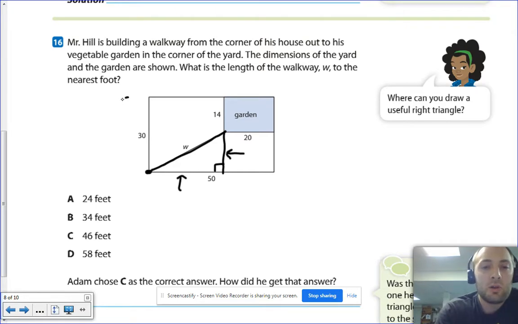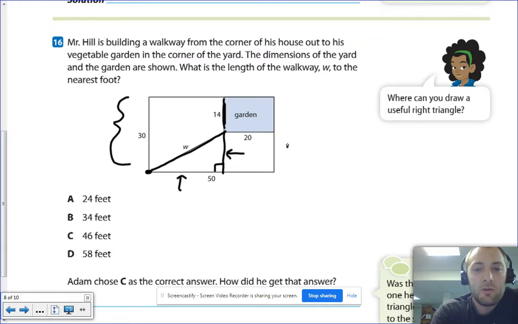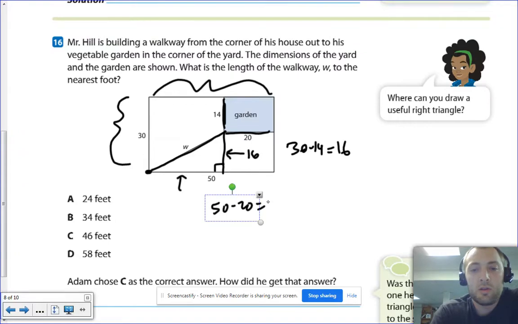If we know this whole yard is 30 feet deep, and I know this part was 14, 30 minus 14 equals 16. That means this is a 16 right there. Same idea here. We know this whole width of the yard is 50 because it says it on the bottom. And we knew this part was 20. So 50 minus 20 gets me 30. So I've got a 30 foot length there for the leg of that triangle. And now I have a right triangle, and I know two of the sides, so I can simply find the third side.